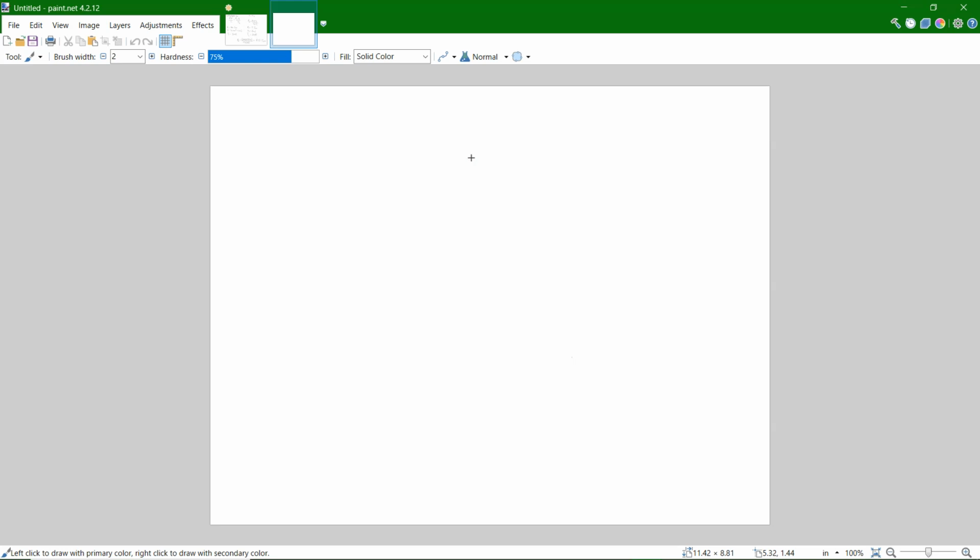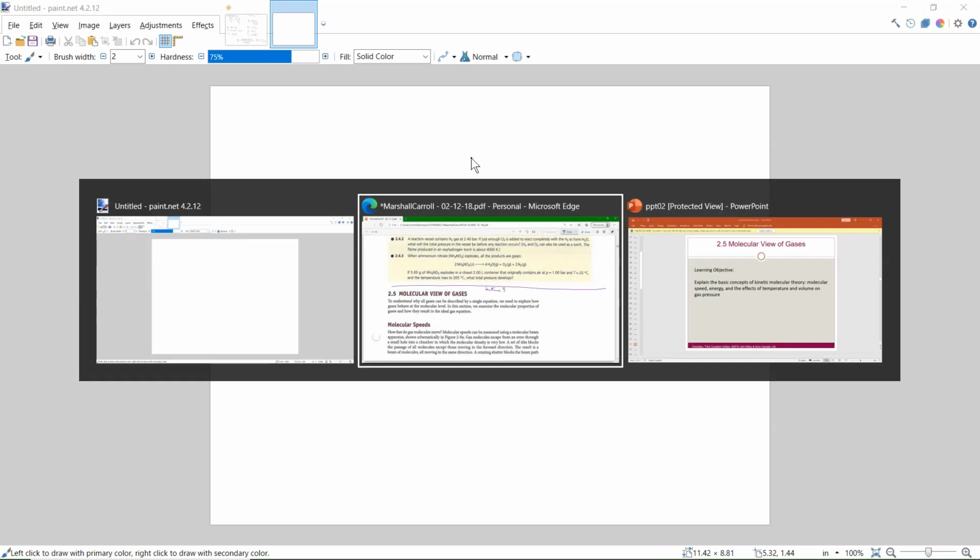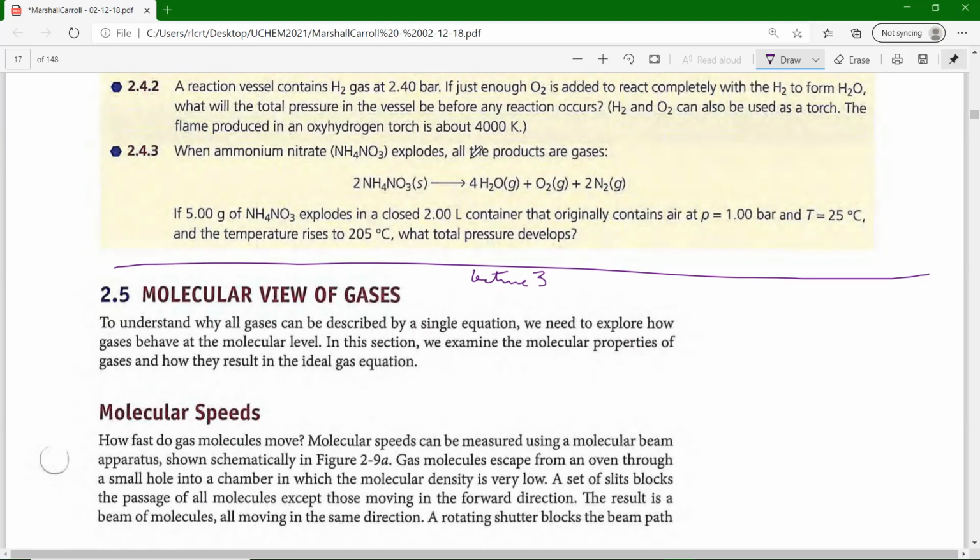We are going to look at gas laws from a molecular standpoint. So this is the molecular view of gases. In our textbook, we're on page 77. We don't look at all aspects of this topic, just a few, and it's interesting stuff.